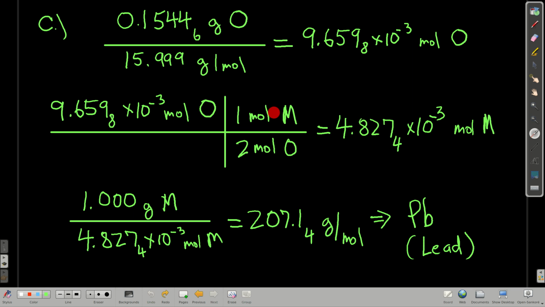Now we know that there's 1 mole of metal for every 2 moles of oxygen in compound 1, because we were given the formula. So multiplying here, we get this many moles of metal in compound 1 for 1 gram total. So for 1 gram of the metal, okay, we have the mass divided by the moles, grams over moles, gives us the molar mass, 207.1 grams per mole. The closest to that is lead, so we know that the metal is lead.